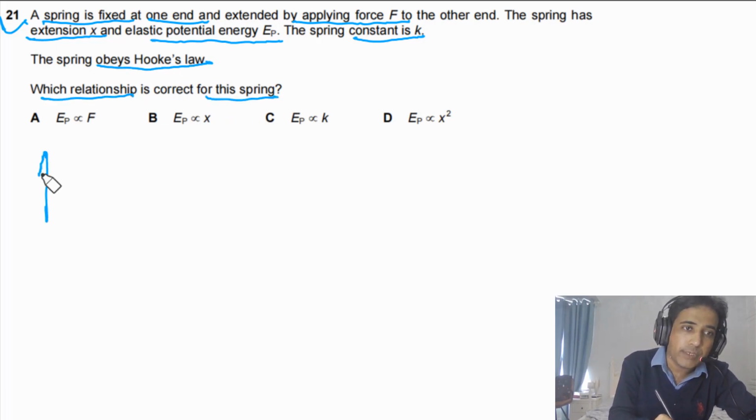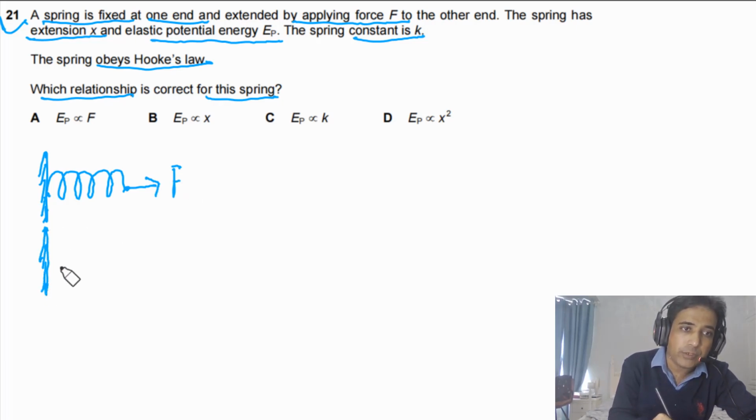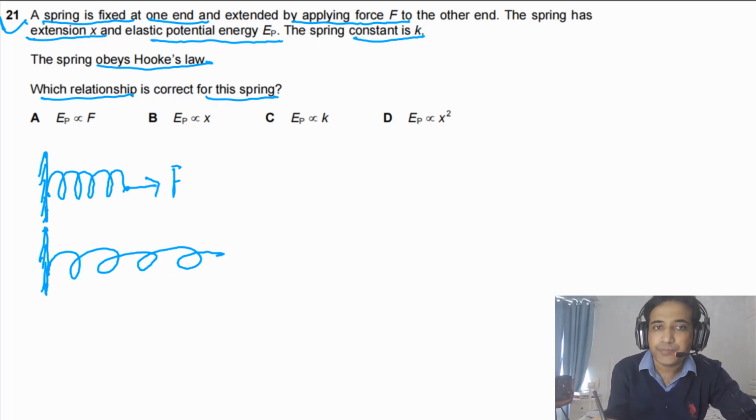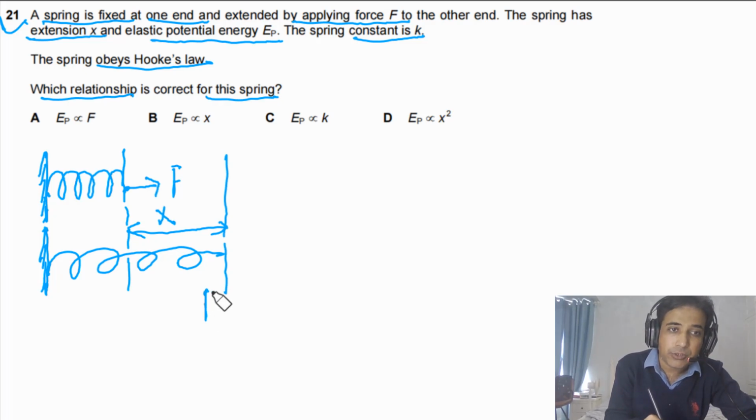First of all, we can sketch this because it's very important to visualize. This is the spring, and then we apply force F on this spring, and when we apply force F, the spring is extended. This is the value of X, the extension, which is given to us. Then the elastic potential energy stored in this spring is EP. We need to find the relationship between EP and X.